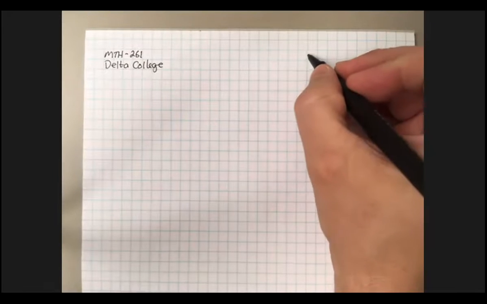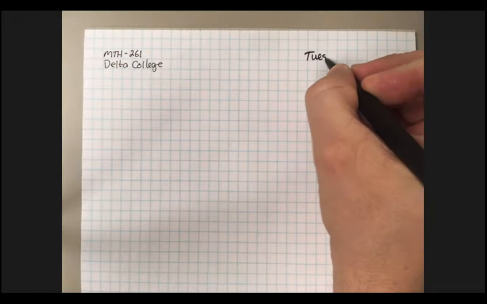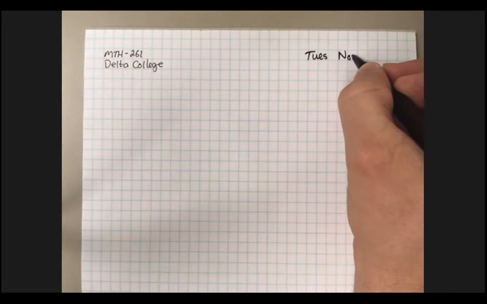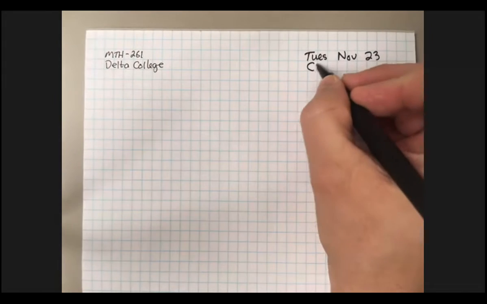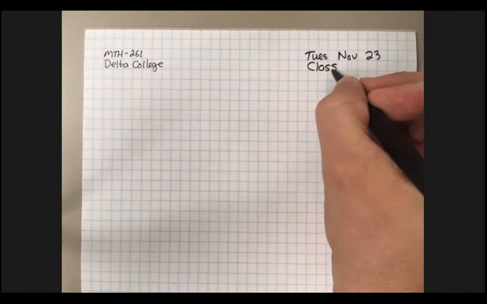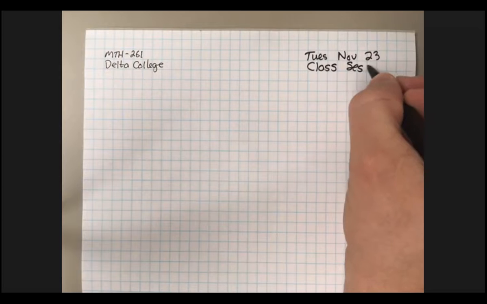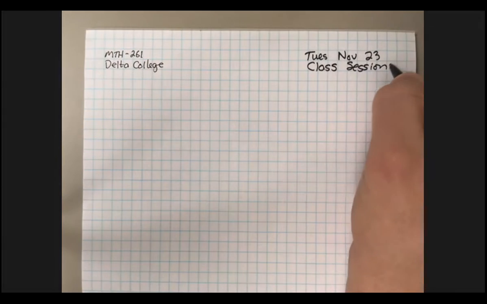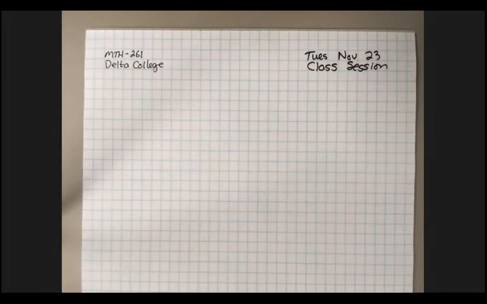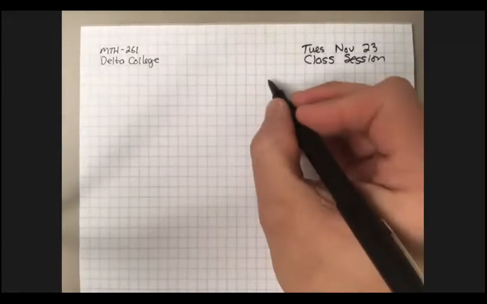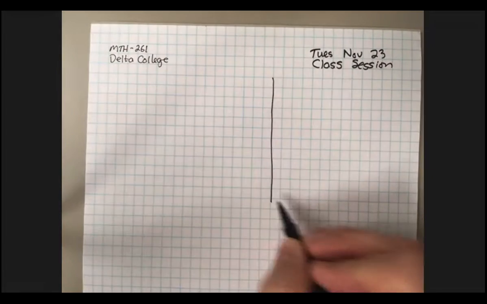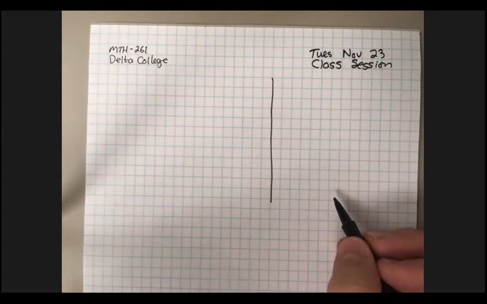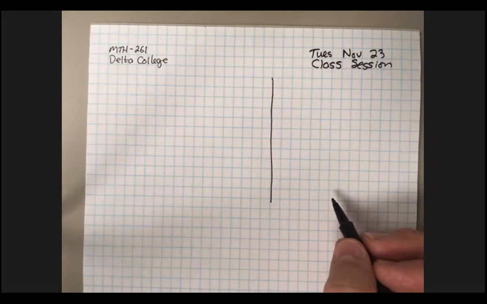This is Tuesday, November 23. This is our one and only class session this week because Delta College has a Thanksgiving break on Wednesday, Thursday, and Friday. There's no courses on those days. There's no meetings or office hours scheduled.